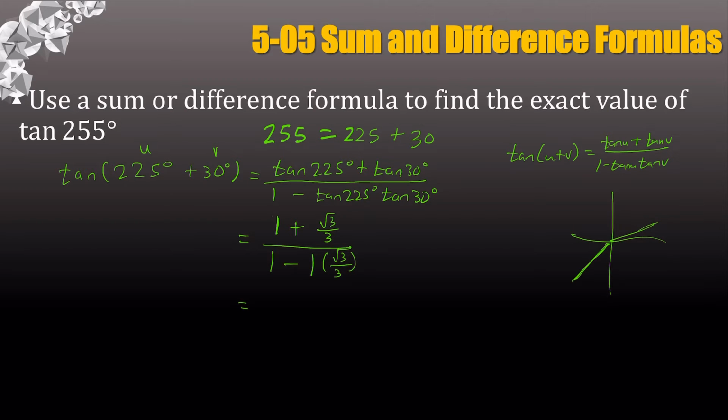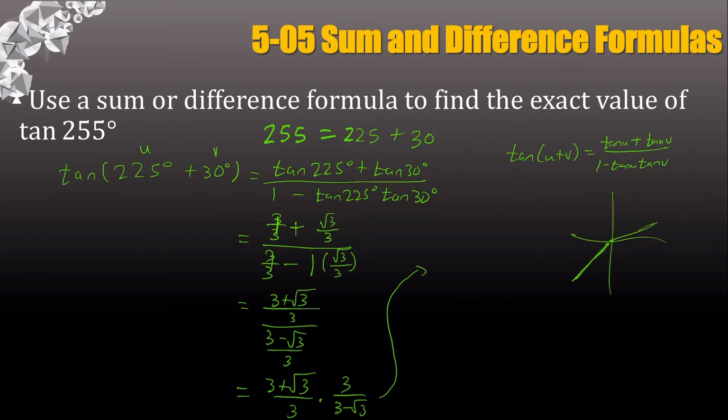All right, I need a common denominator. That would be 3 over 3 on the top. So it'll be 3 plus the square root of 3 over 3. Same thing on the bottom. I'd have 3 minus square root of 3 over 3. Divide fractions by multiplying by the reciprocal. The 3's will cancel, and I have that. But I can't have a square root in the bottom, so I'm going to have to multiply the top and bottom by the conjugate of the bottom.